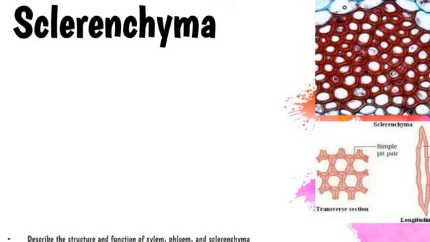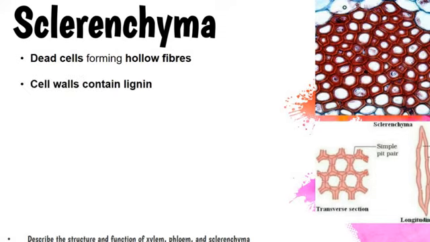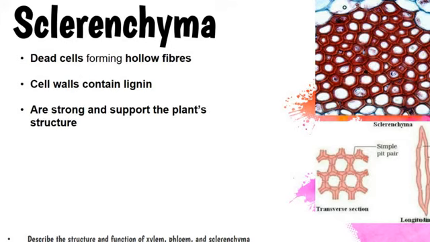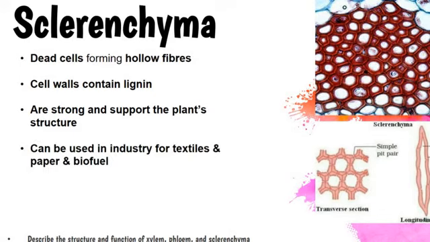And lastly we have sclerenchyma. These are dead cells again, and you can notice they look a lot more like xylem than they do like phloem, because they have that thickened outer wall with the lignin in again, and they're very, very strong to support the plant structure. Sclerenchyma also makes plant tissue quite useful. So you can use plants very rich in sclerenchyma in industry for textiles, paper and biofuel. If you think about all of those bamboo products that have started appearing, very useful, strong materials.